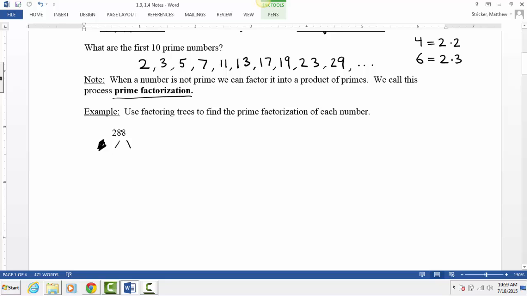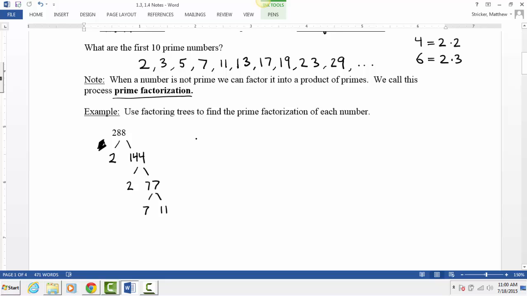Since 288 is an even number, we know it's divisible by 2. And 2 times 144 is 288. 144 is still even, so 2 goes into that. 77 times. 77 is divisible by 7 and 11. And if you look up here, 7 and 11, those are both on our primes list.